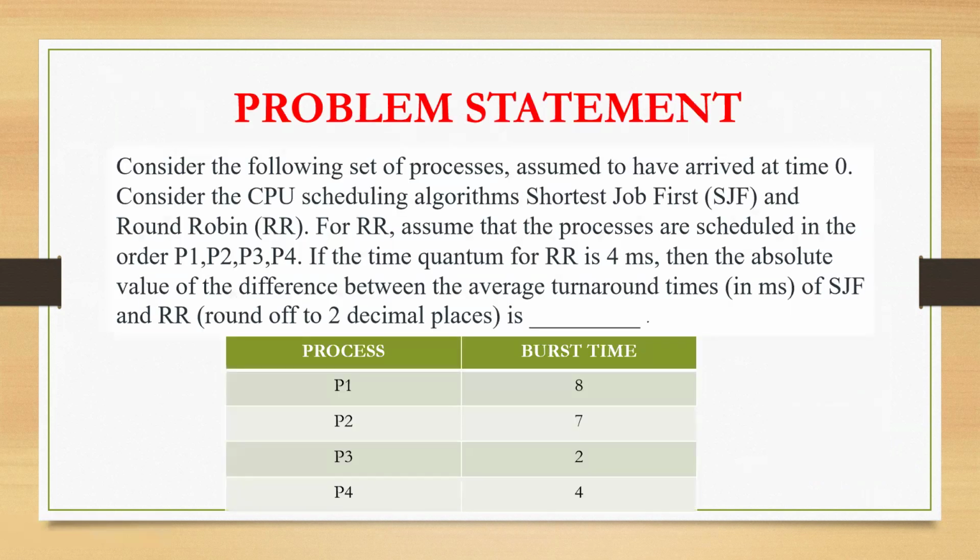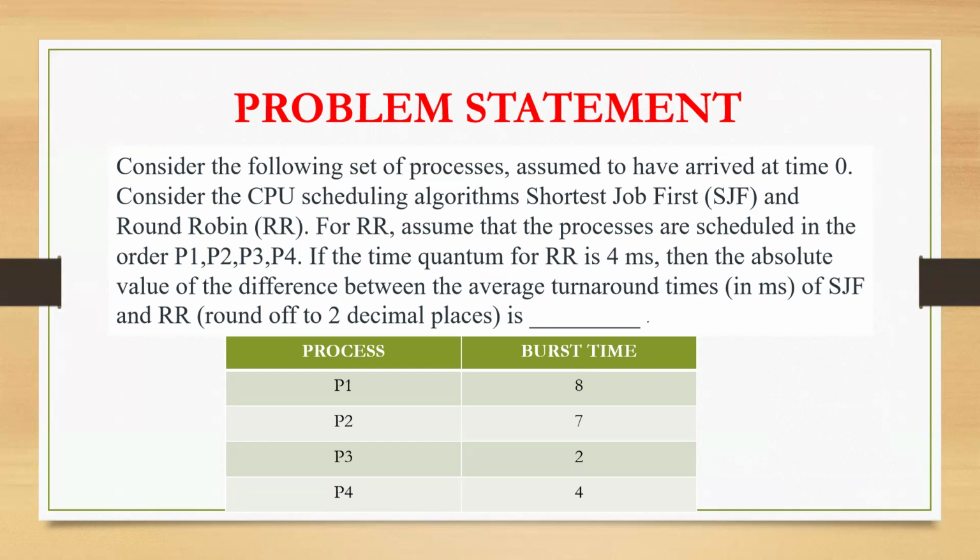So this is the problem statement. Consider the following set of processes, assumed to have arrived at time zero. Consider the CPU scheduling algorithms shortest job first and round robin. For RR, assume that processes are scheduled in the order P1, P2, P3, P4. If the time quantum for round robin is 4 milliseconds, then the absolute value of the difference between the average turnaround time in milliseconds of shortest job first and round robin, rounded to two decimal places, is dash.